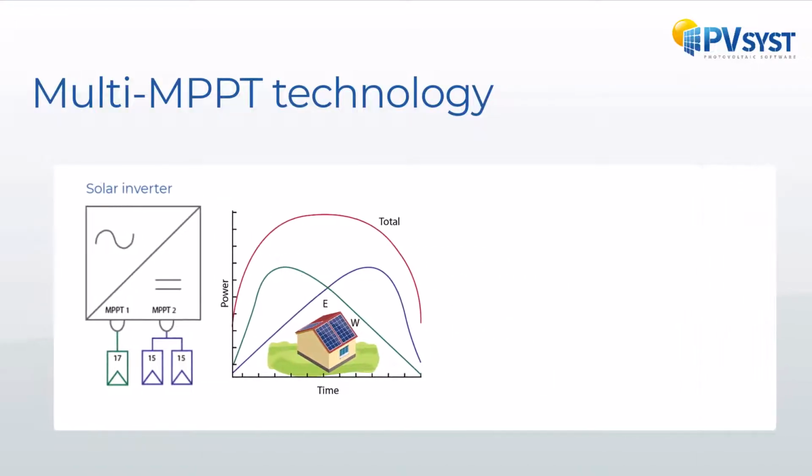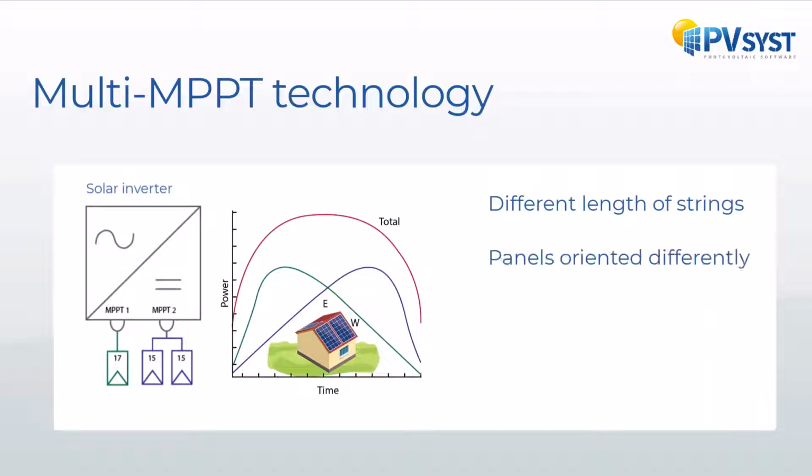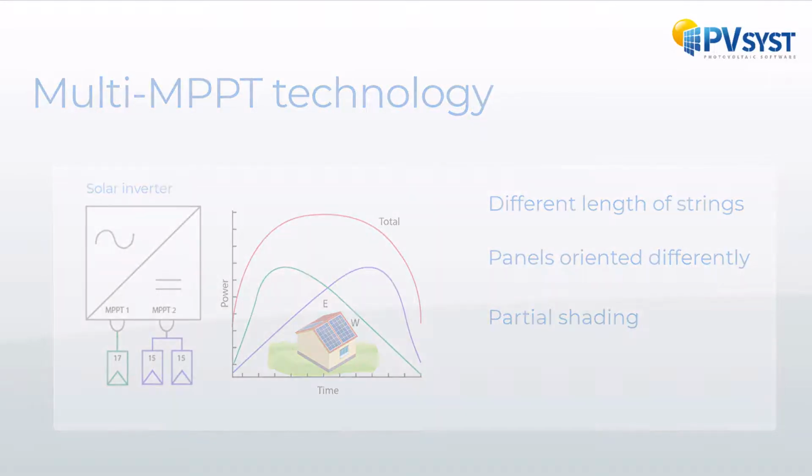energy losses. Thus, in the case of different lengths of strings, or panels oriented differently on your site, in the case of partial shading due to objects nearby, trees or passing clouds, or in the case of soiling, the multi-MPPT allows the system to mitigate the impact by adjusting the operation of the affected strings without affecting the others.